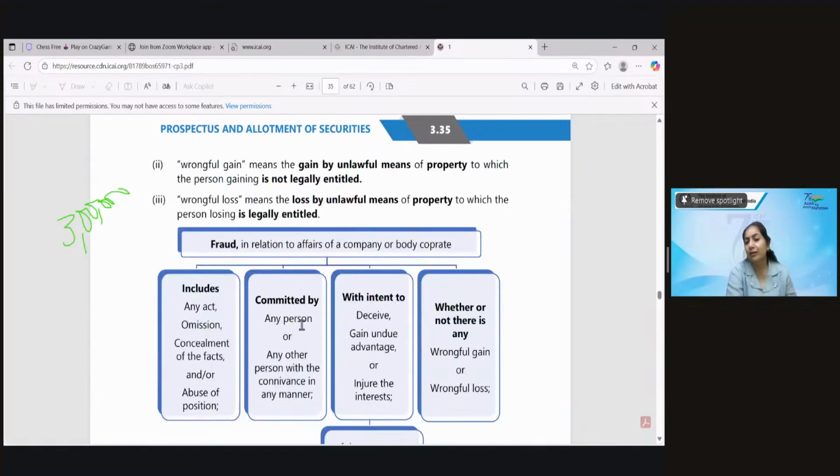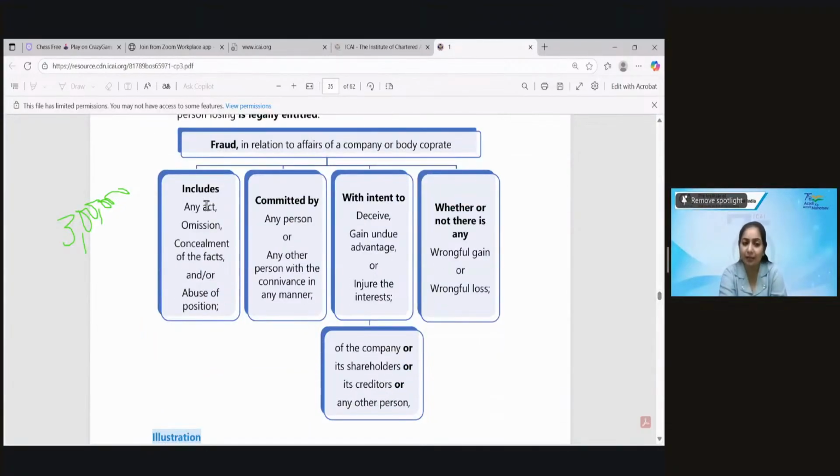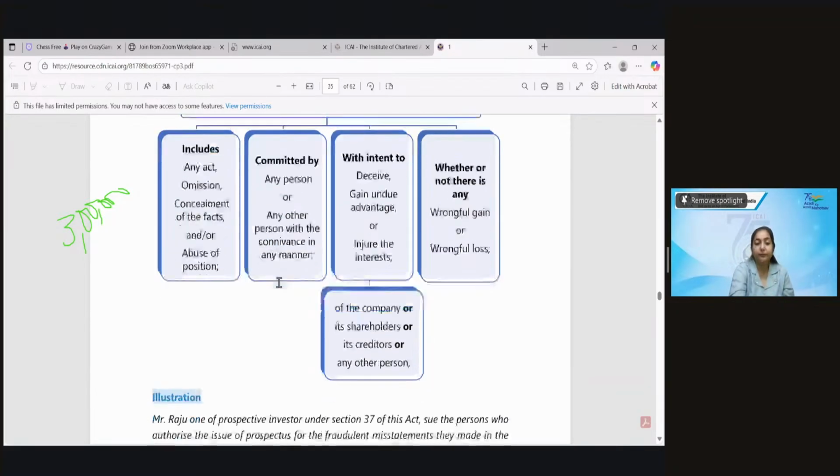So fraud related to company is any act, commission, concealment of the facts committed by a person or any other person trying to take undue advantage, injuring the interest of another person. किसी को नुकसान पहुंचाना, हानि पहुंचाना, cheat करना, चाहे आपको gain हुआ या loss हुआ या नहीं, कंपनी को, shareholders, creditors को, किसी को भी अगर आप करते हो तो fraud बन जाए.